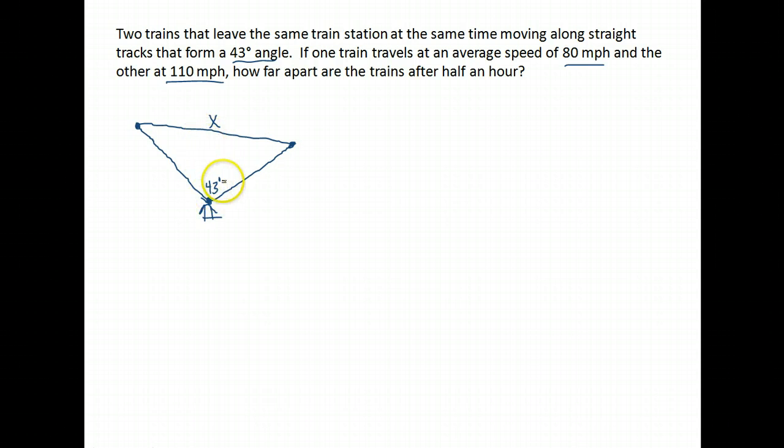So far, all we have is the angle, but they did give us some more information. They told us the speed of each train. The first was going at 80 miles per hour. So in half an hour, how far would it have traveled? If it's 80 miles in a full hour, then a half an hour, dividing by 2, would be 40 miles. So this train would have traveled a distance of 40 miles.